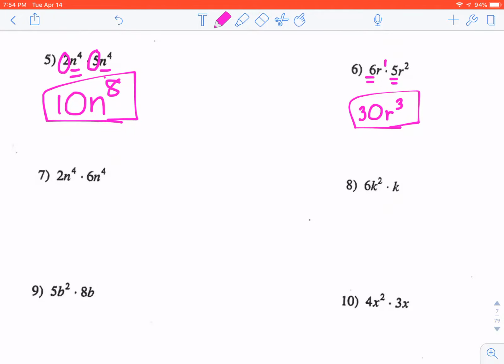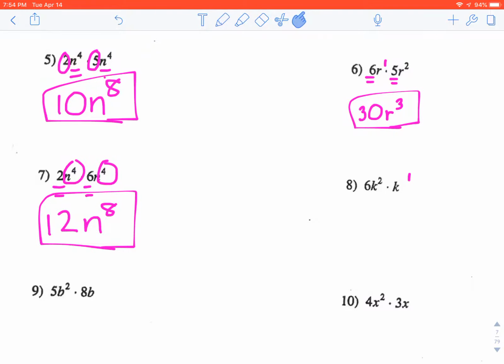Number 7, your coefficients in front are different. So we're going to take 2 times 6, which is 12. Your base of n is the same. So you're going to rewrite your n, add your exponents. 4 plus 4 is 8. So you should have had 12n to the 8th.